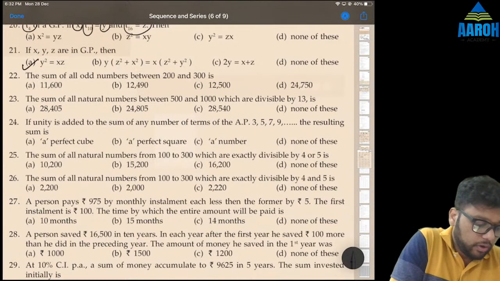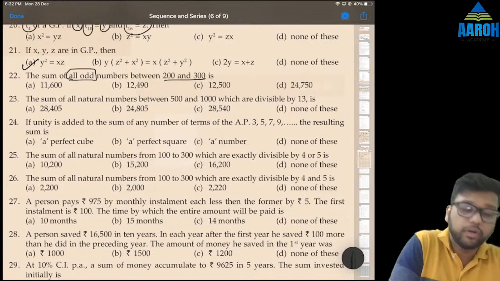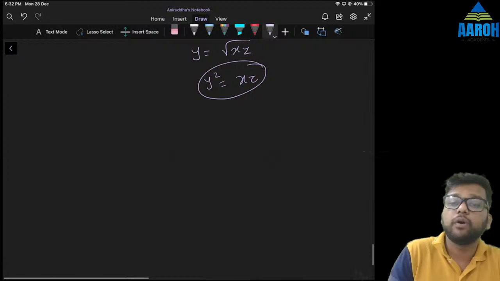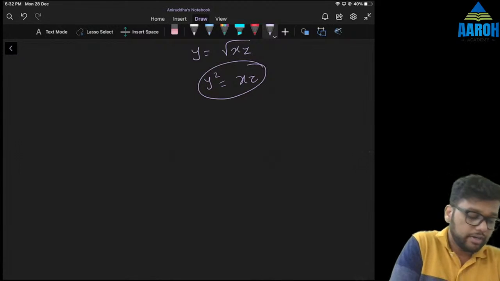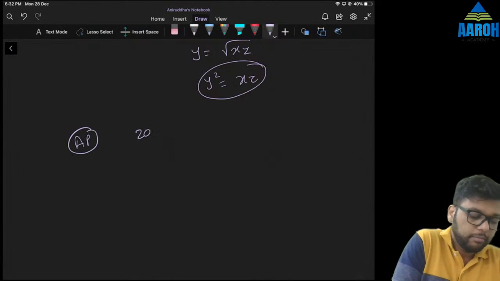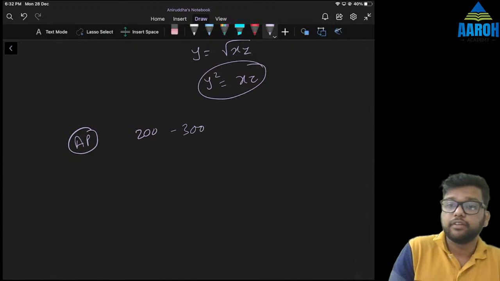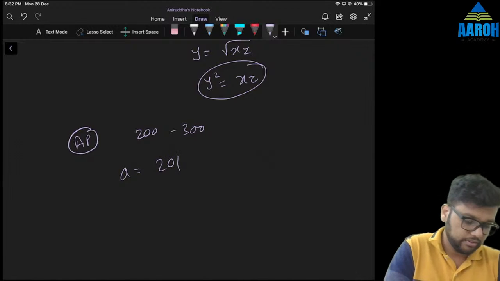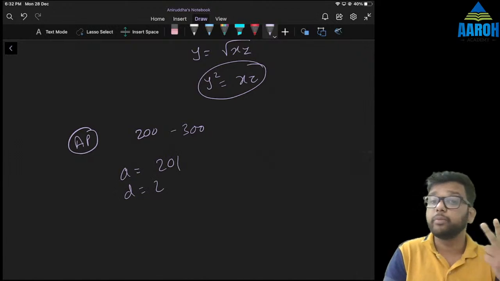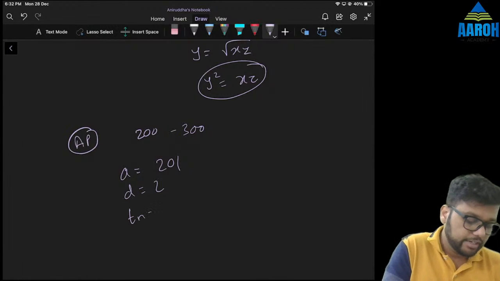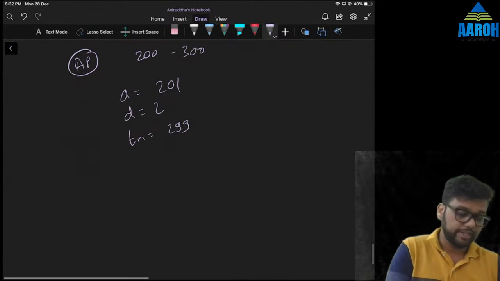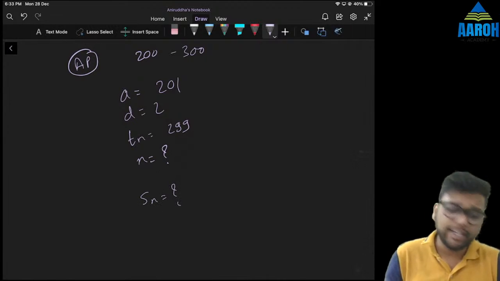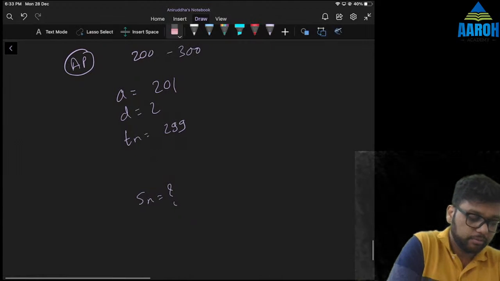Sum of all odd numbers between 200 and 300. Odd numbers between 200 and 300 will be in AP. Here, the first term is going to be 201 because that is the first odd number. The common difference is going to be 2 because they are odd numbers. The nth term is going to be 299. We have to find n also, and then we have to find Sn. Finding n is easy because we have the Tn formula now.